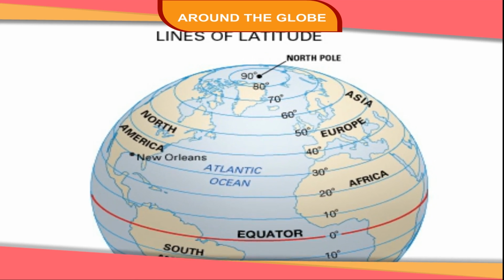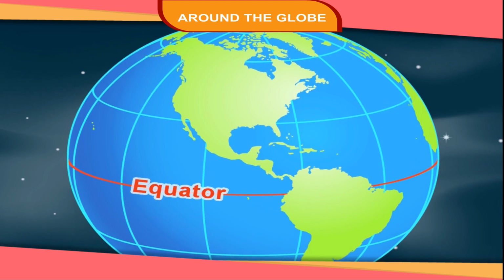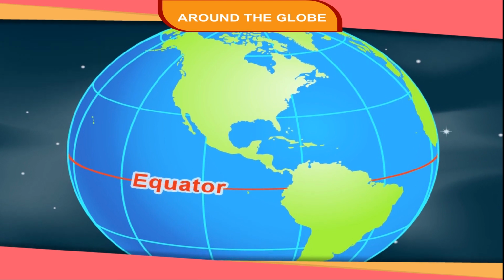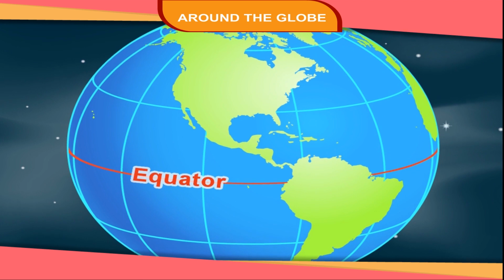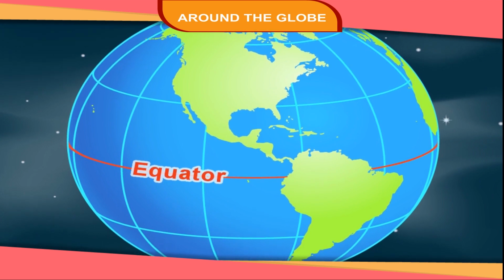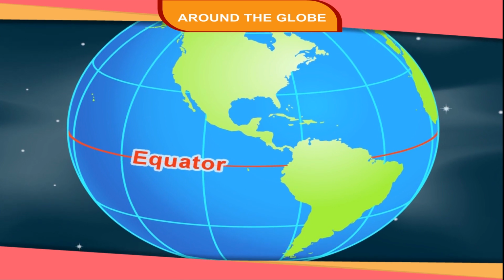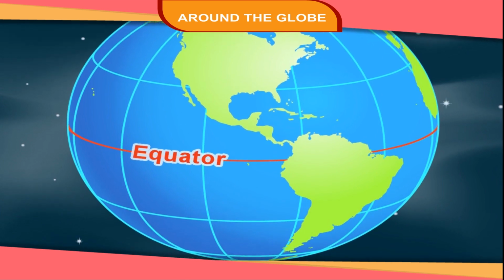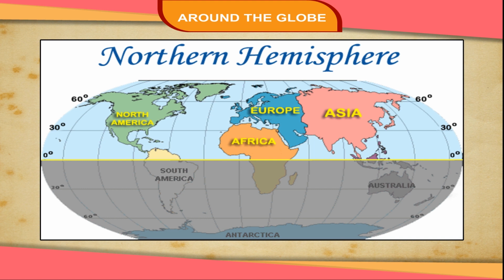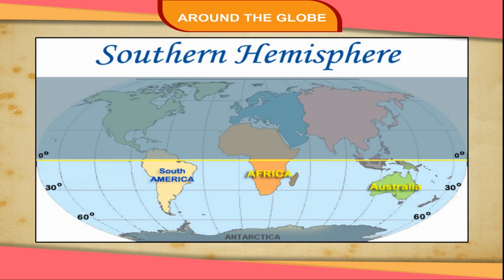We find a circle that runs exactly halfway between the North Pole and the South Pole. It is the largest parallel. It is called the equator. It divides the globe into 2 equal parts. The northern half is called the Northern Hemisphere. The southern half is called the Southern Hemisphere.